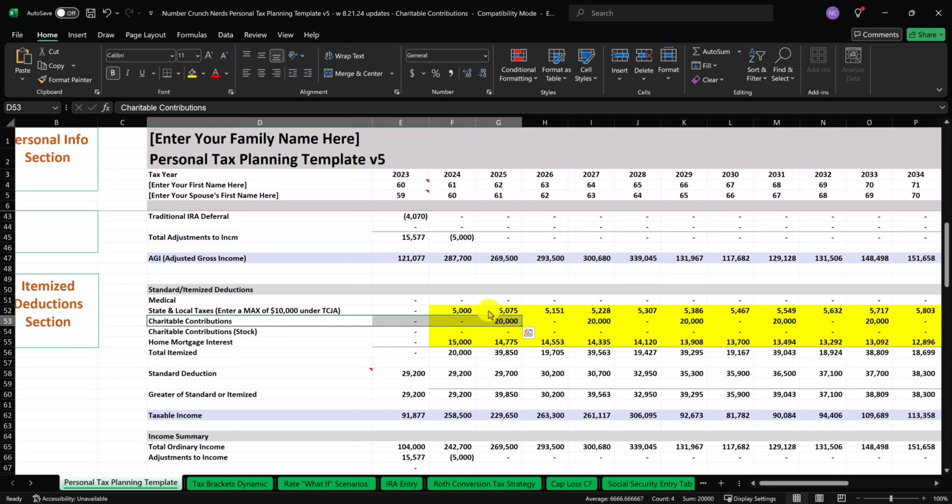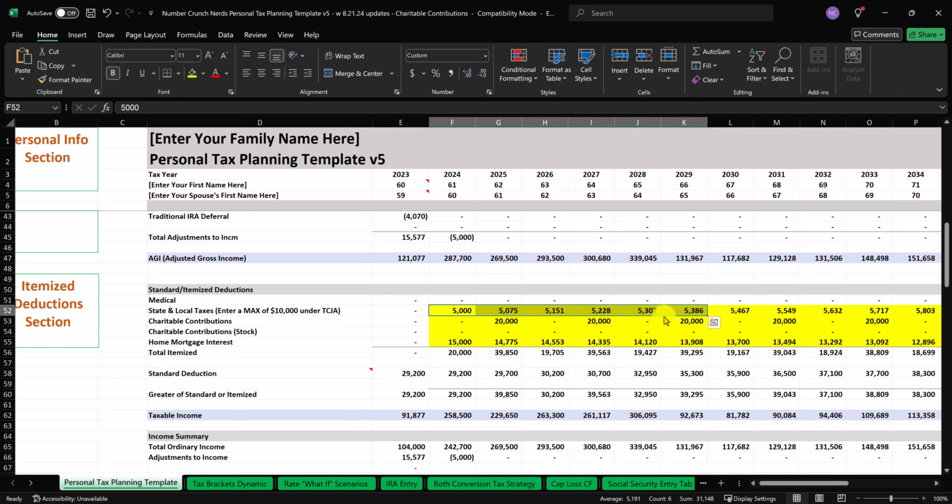Now, something that I've done a little bit differently than the example here is I started layering on a growth rate into our state and local taxes because I would expect that our property taxes will increase a little bit each year over time.